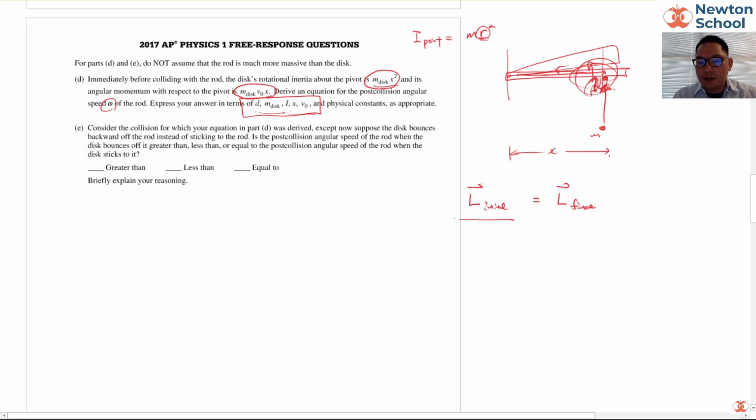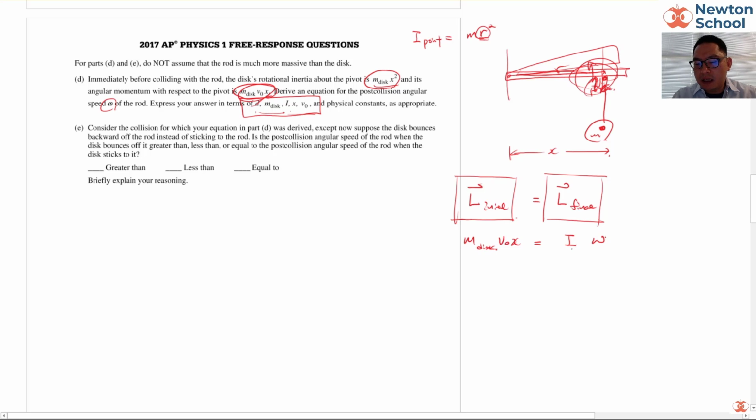But anyway, the initial momentum of the system equals the final momentum of the system. Initial momentum of the system is the momentum of the disk and the momentum of the rod. But remember, the rod was motionless initially. So the initial momentum of the system only consists of the angular momentum of the disk, which is m disk v naught x, given right there, equals the angular momentum final, which is I omega.